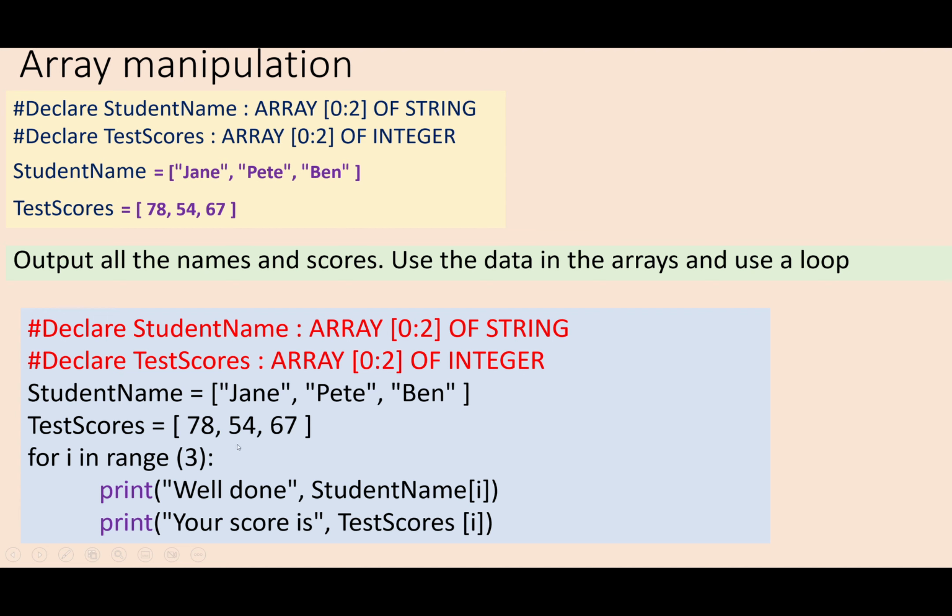So here we go, we have got our loop, for i in range 3 or for i in range len(student name). Doesn't matter either one because they're both the same length. And we're just printing out, well done, student name i. Your score is test scores i. So first of all it will be 0, so it will be student name 0, test scores 0, which is Jane, and 78. Okay, so give that a try.